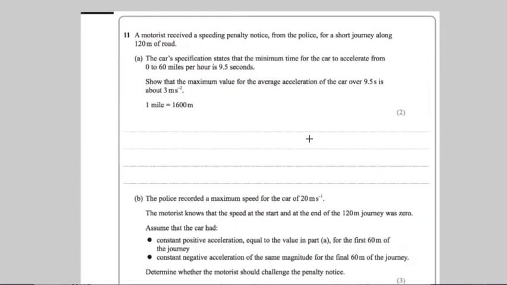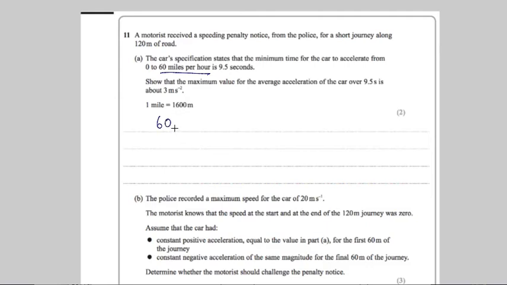Let's move on. Question 11. A motorist received a speeding penalty notice from the police for a short journey along 120 meters of road. The car specification states the minimum time for the car to accelerate from 0 to 60 miles per hour is 9.5 seconds. Show that the maximum value for the average acceleration of the car over 9.5 seconds is about 3 meters per second squared, and 1 mile is 1,600 meters. So first of all, we're going to need to convert 60 miles per hour to meters per second.